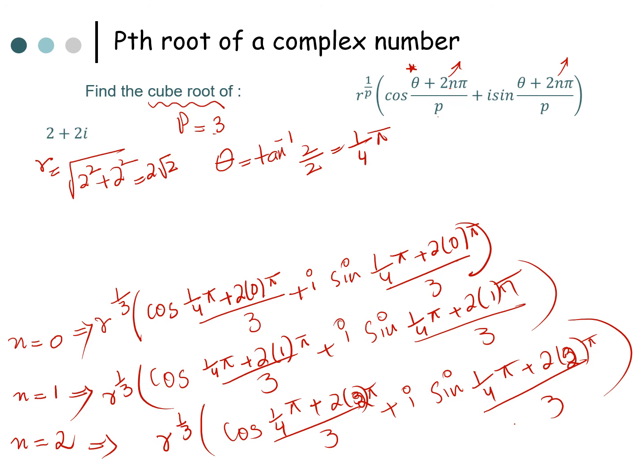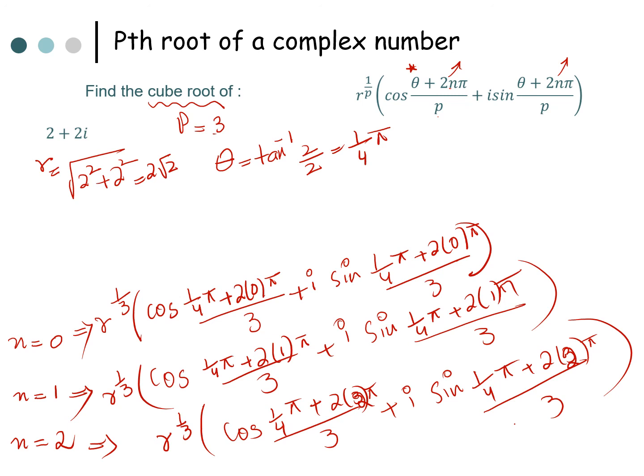You must take care that while finding the argument, you should know which quadrant it lies in. If it is in the first quadrant, you keep the answer as it is. If it is in the second quadrant, you use the formula for theta as π minus theta. In the third quadrant, π plus theta. And in the fourth quadrant, 2π minus theta. Then p is which root you want to find out. If it is the square root, in place of p you write 2. If it is the cube root, you write 3. If it is the fourth root, you write 4.